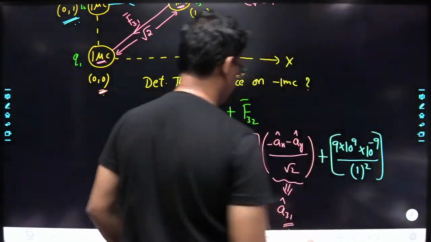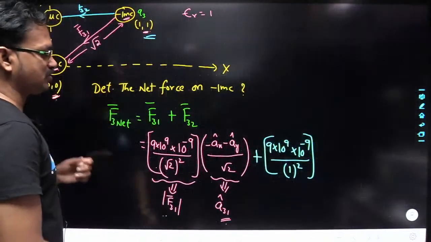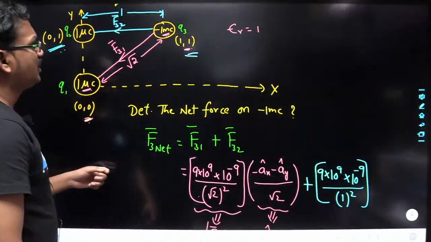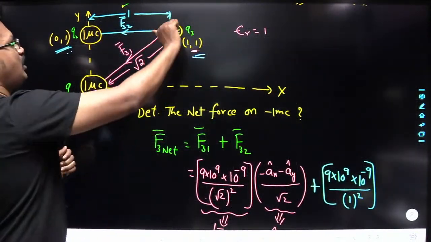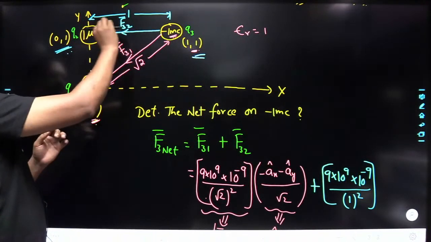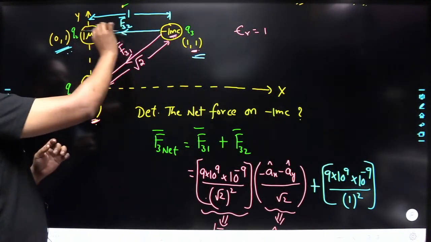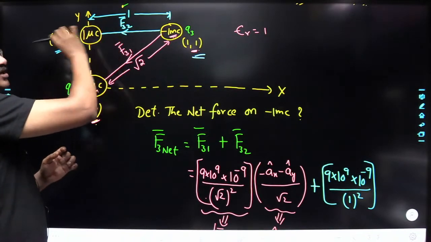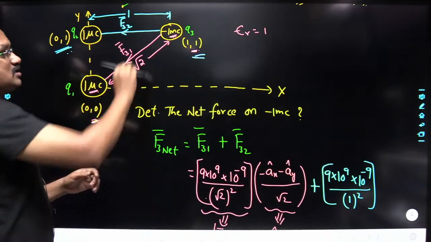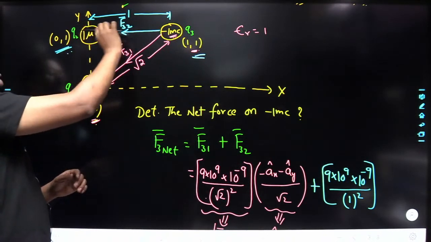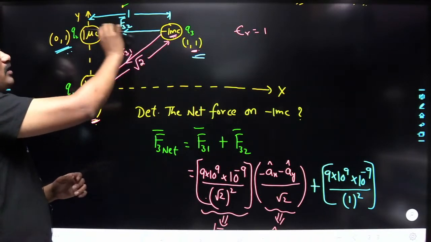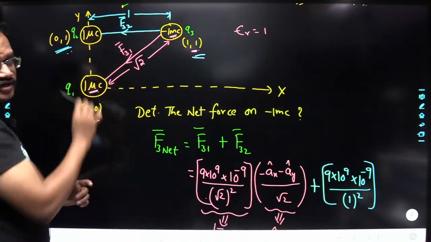Now you have to write the direction. So you have to write the unit vector along this direction here. If you observe, this direction is along the negative x direction. So along the negative x direction, what is the unit vector?